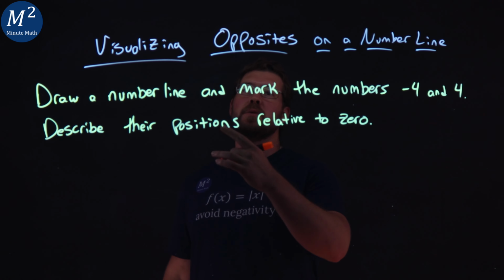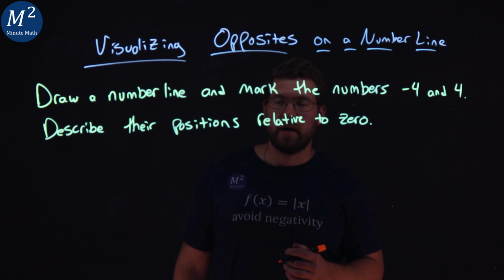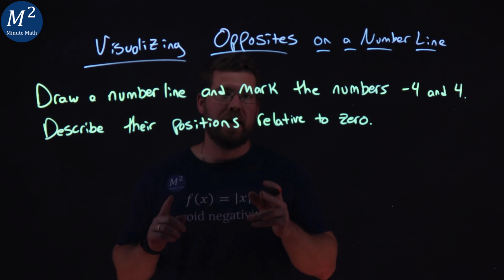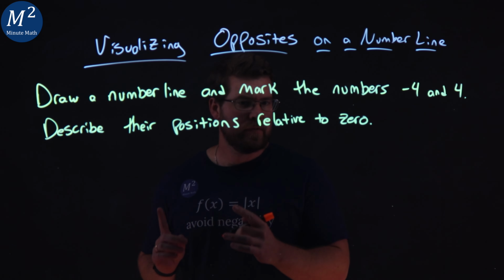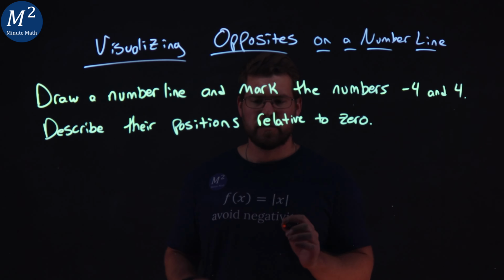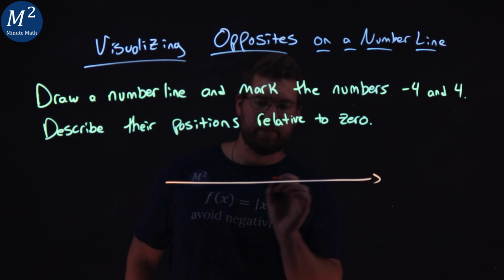Let's learn about visualizing opposites on a number line. Draw a number line and mark the numbers -4 and +4. Describe the positions relative to 0. So let's do that. Let's draw a number line right here.